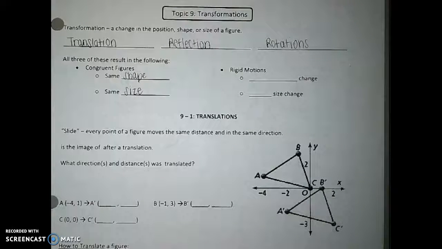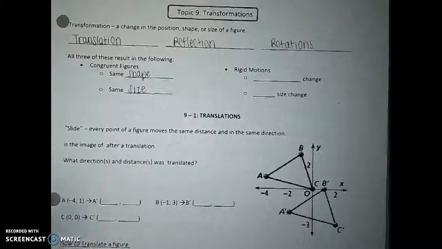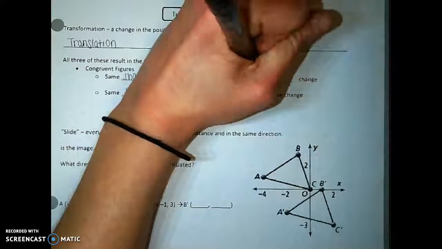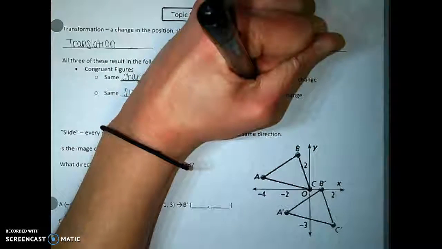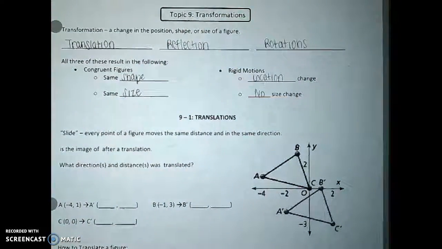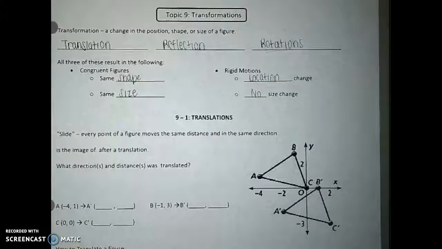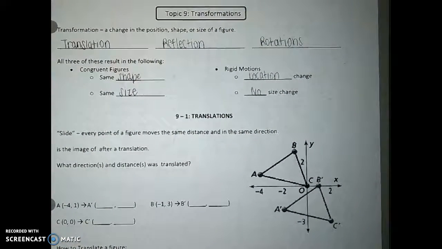They also result in what are called rigid motions. When we use that word rigid motions, we mean that there could be a change in location, but there's no size change. So the image just moves somewhere, but it does not change in size.